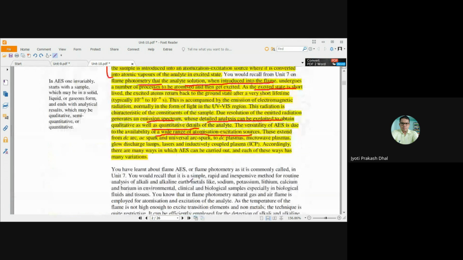So these are the various sources of atomization excitation. After atomization excitation, the analyte will emit electromagnetic radiation. The atomization excitation methods are DC arc, AC spark, universal arc spark, DC plasmas, microwave plasmas, glow discharge lamps, lasers, and inductively coupled plasma. So these are the various types of atomization and excitation sources used in atomic emission spectroscopy.